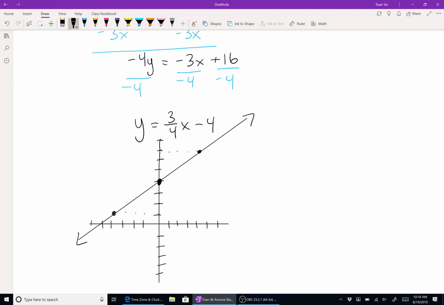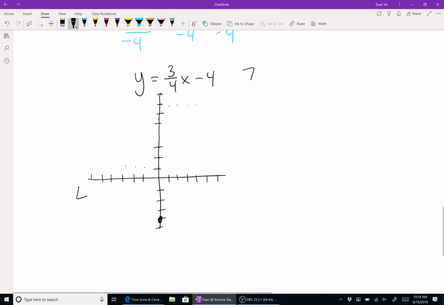Do a quick mental check. I know my slope is positive. It's going up and to the right, so I know I'm good. Question? Oh, shoot. It should be negative 4. Thank you for letting me know. Negative 4. You're right. I was just testing you guys. So we start at negative 4, go up 3, right 4, down 3, left 4. Yeah, you guys get the idea.